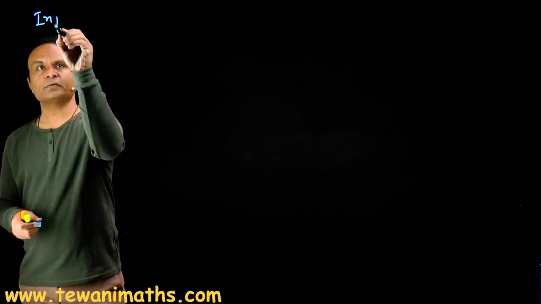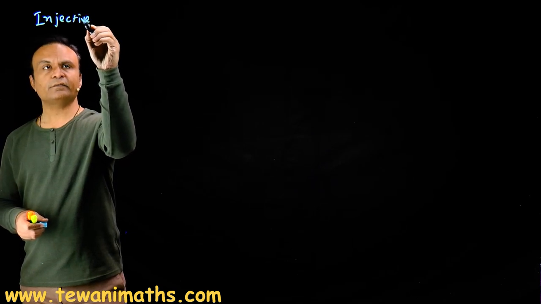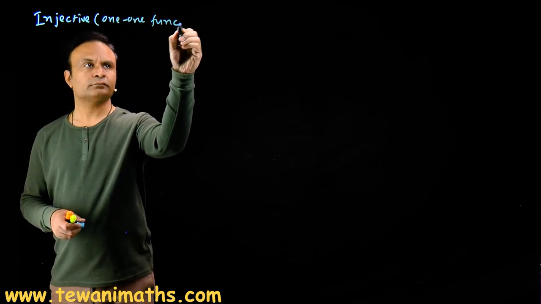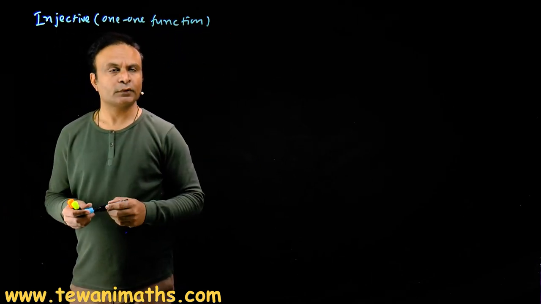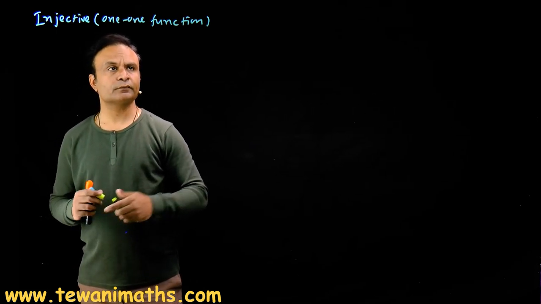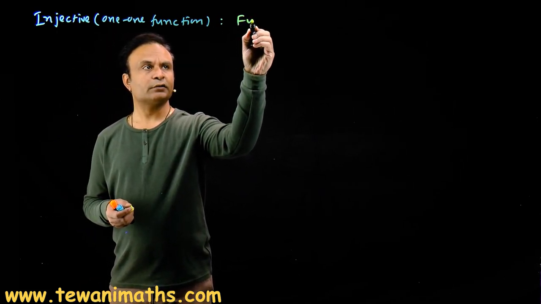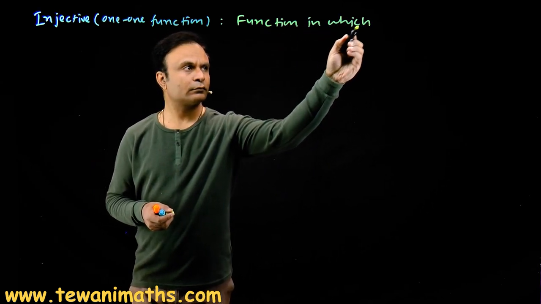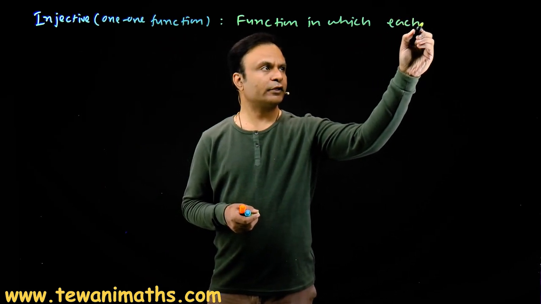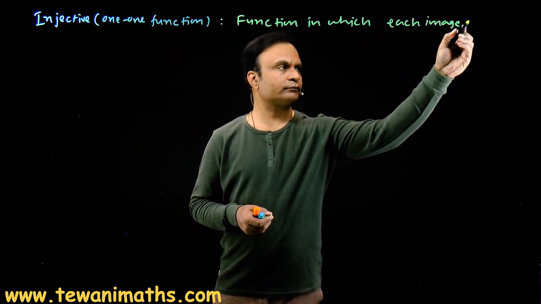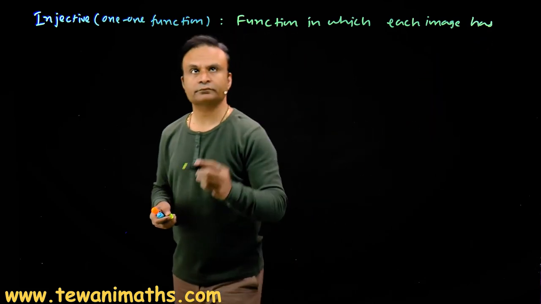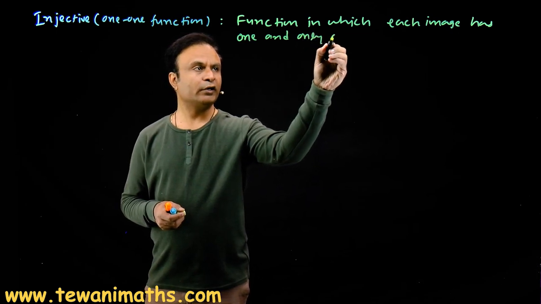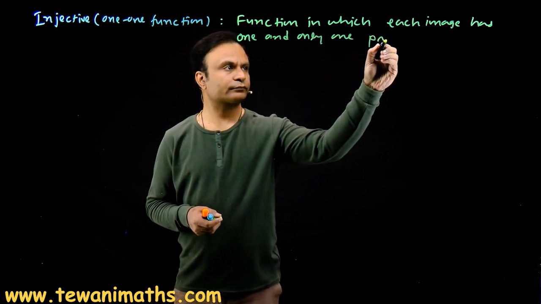We have injective function or one-one function. What is the definition of one-one function? Function in which each image has one and only one pre-image.